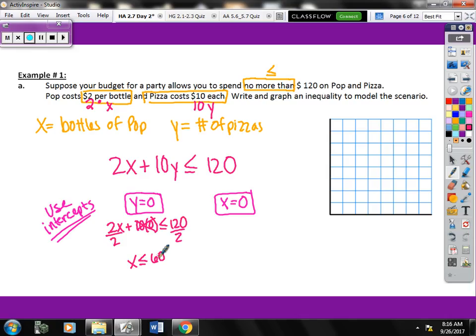And same thing with plugging 0 in for x. We'll divide both sides by 10, and we'll get y is less than or equal to 12. So those are the 2 values that I need to get to. So on the x-axis, I need to get out to at least 60. All right, so 10, 20, 30, 40, 50, 60. Let's count by tens. And let's also label the axes. X is the bottles of pop.